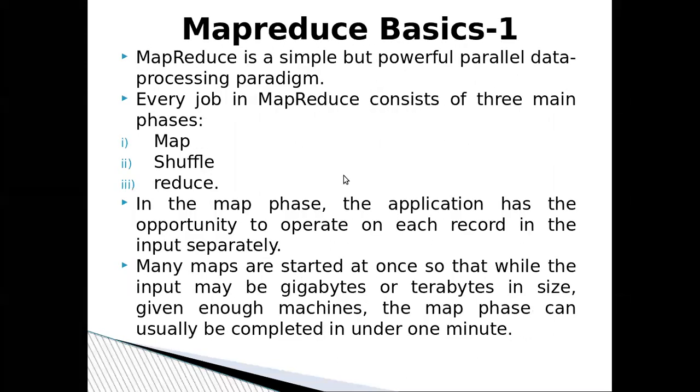So first thing is that MapReduce is a parallel data processing paradigm. It's a parallel data processing model. And every job in MapReduce consists of three main phases: the map phase, the shuffle phase, and the reduce phase. So remember, every MapReduce application consists of three main phases: the map phase, shuffle phase, and the reduce phase.